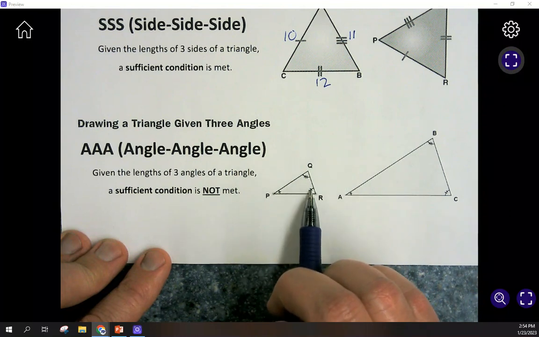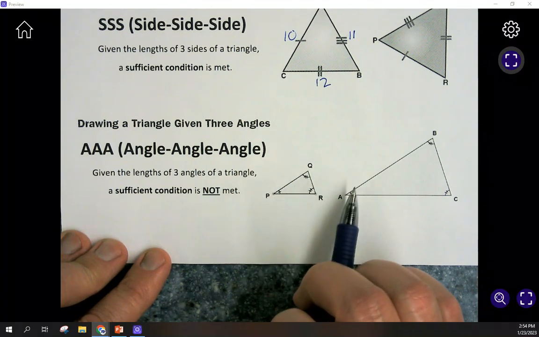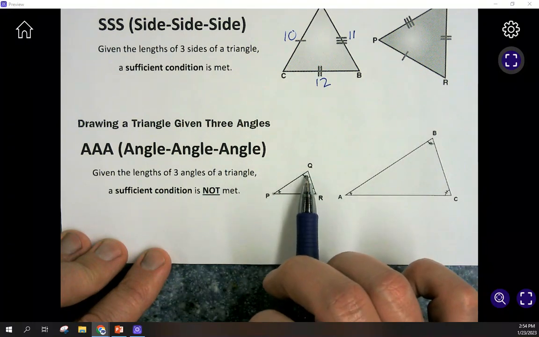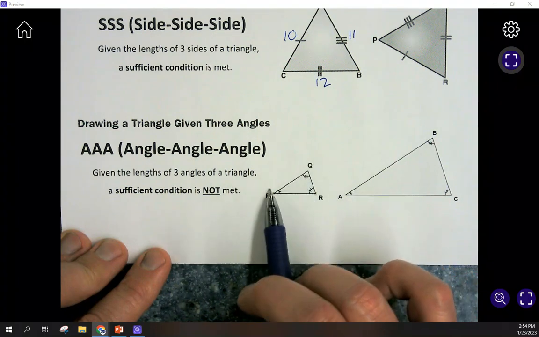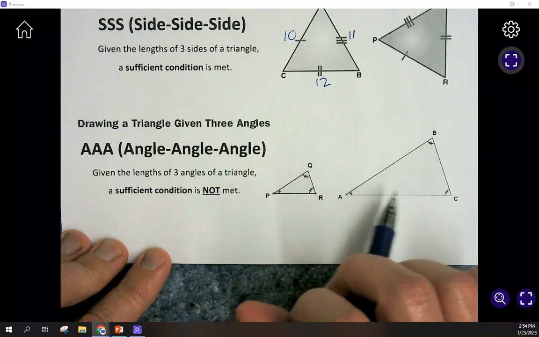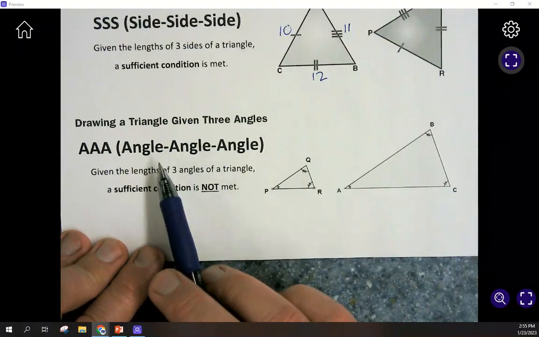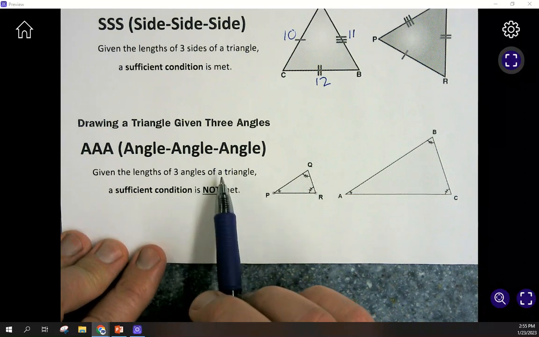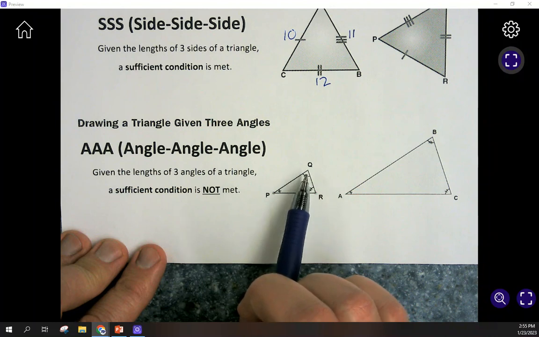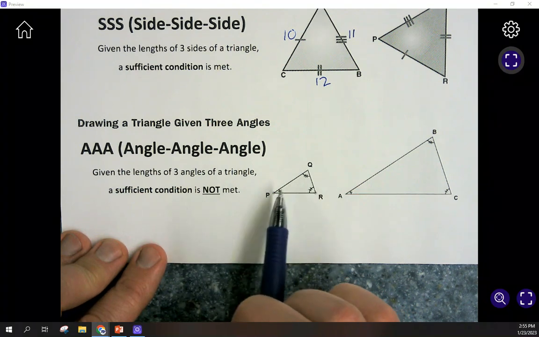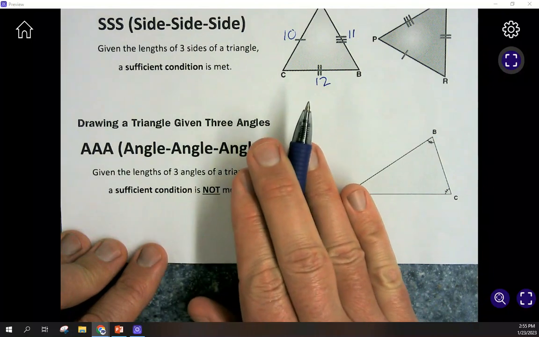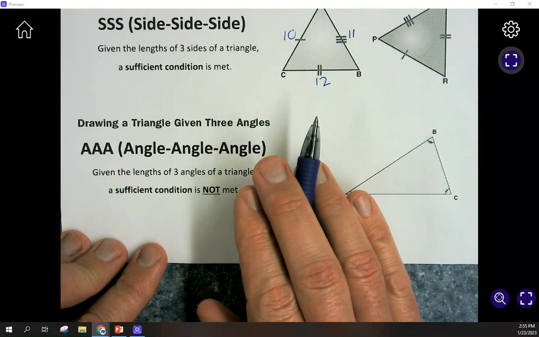But those angles are still the same because remember, every triangle has three angles that add up to 180. It doesn't matter how big the side lengths are, those angles still add up to 180. So by increasing the size of the side lengths, I am not affecting angle measure. The angles are still the same. So because of that, given the three angles of a triangle, if I told you that this was, let's say, 80, this was 70, and I gave you this one, whatever, and I said, draw a triangle that's congruent to that without you actually seeing it, just giving you the angle measures, you couldn't do it.